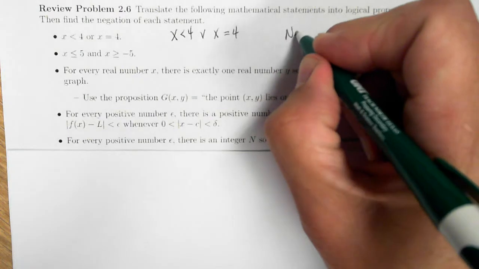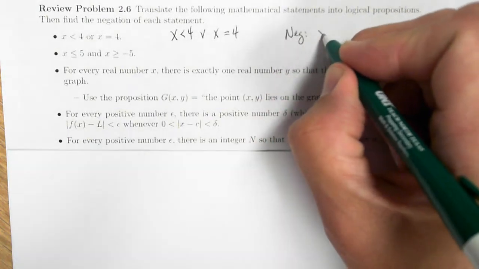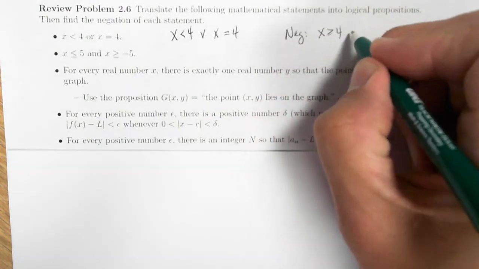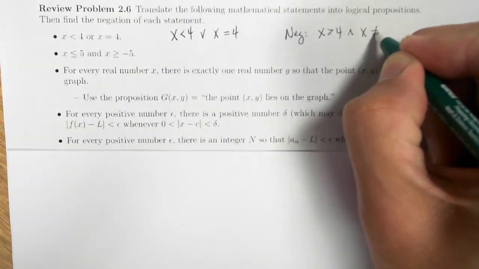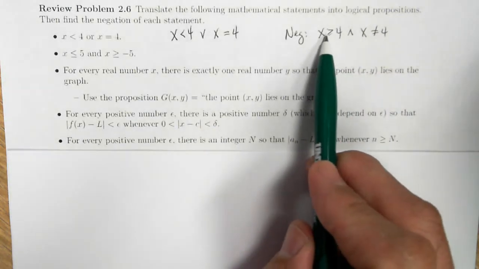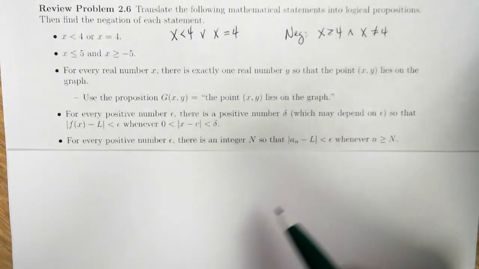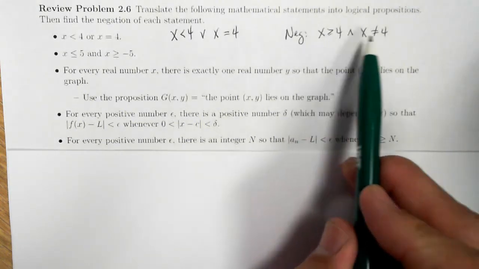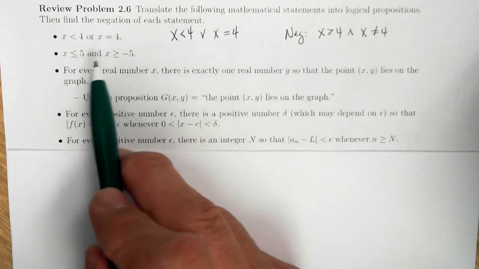The negation will be that x is greater than or equal to 4 and x is not equal to 4. And clearly, if x is greater than or equal to 4 but not equal to 4, that means x is greater than 4. But just strictly using De Morgan's laws, that would be the negation.